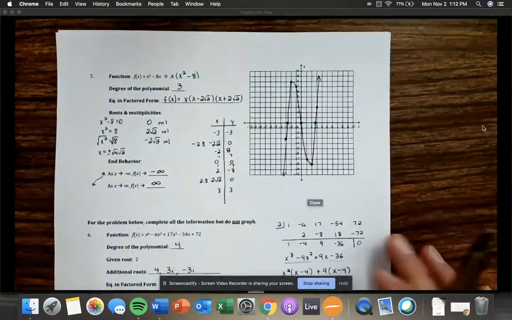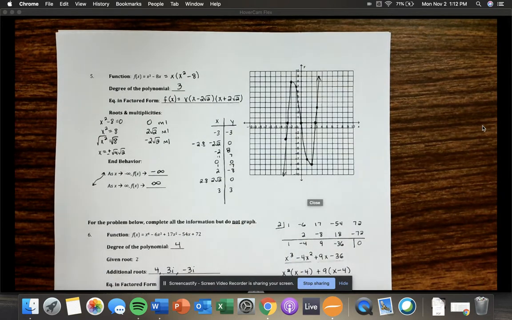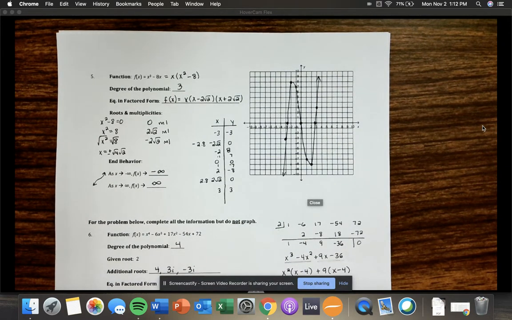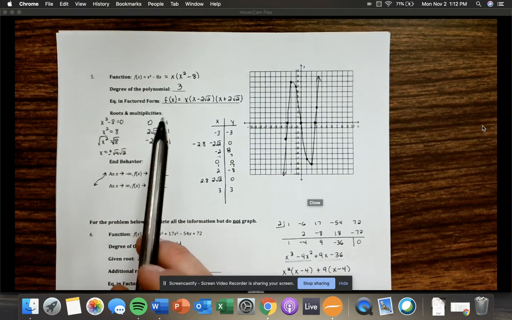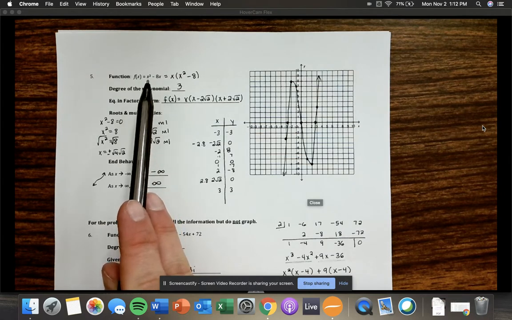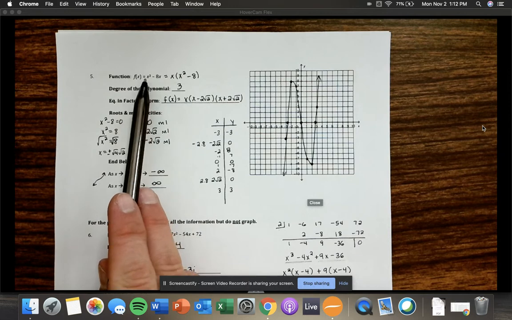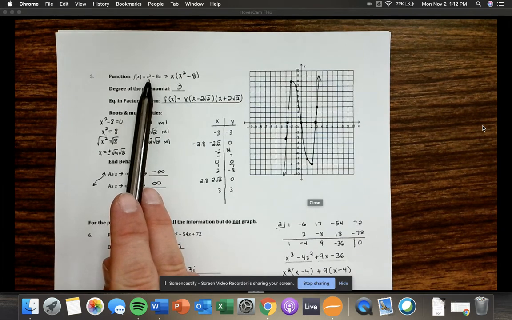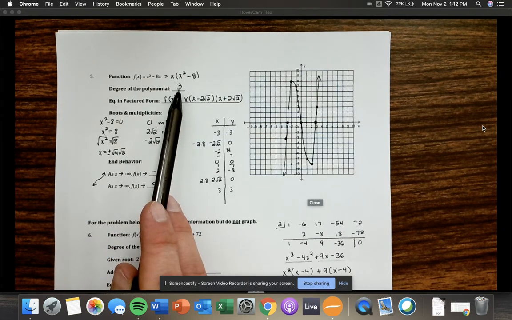Number 5. Here we have the function x cubed minus 8x. All right, and if I want to know the roots and the degree of it, well, the degree I can kind of pull out right away, right? Since it's in standard form, you just look at the exponent. That's whatever is the biggest exponent, I should say. Right, and it's x cubed, so it's got a degree of 3.